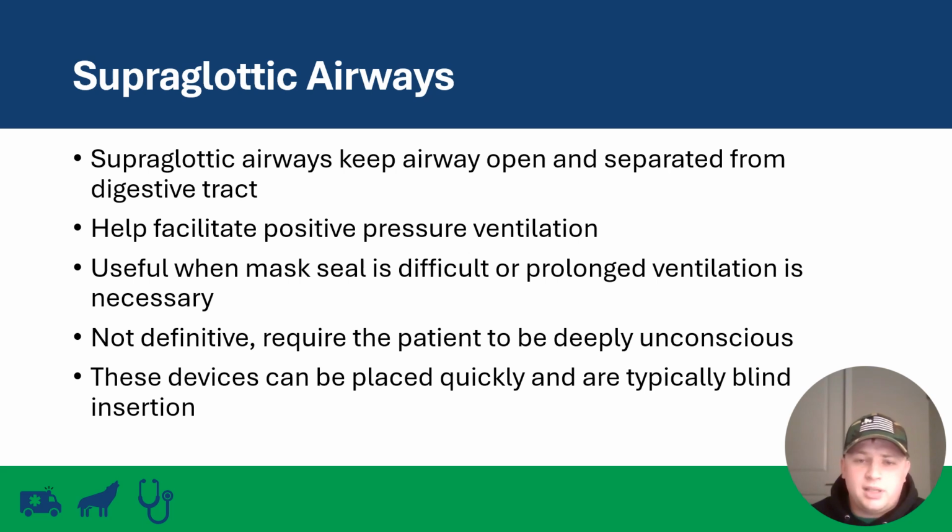And then here's some starting to get into advanced airways now. So supraglottic airways, they help keep the airway open and they separate it from the digestive tract. They're a little bit more secure than OPAs or NPAs. They help when you have to bag for a long time, so they can prevent hyperinflation of the stomach. They're useful when mask seal is difficult, or if you're going to have to bag somebody for a long time. Now they're not definitive, and they require that the patient be completely unconscious, kind of like an OPA does. But pros, they can be placed quickly, they're typically blind insertion, and they can be really nice.